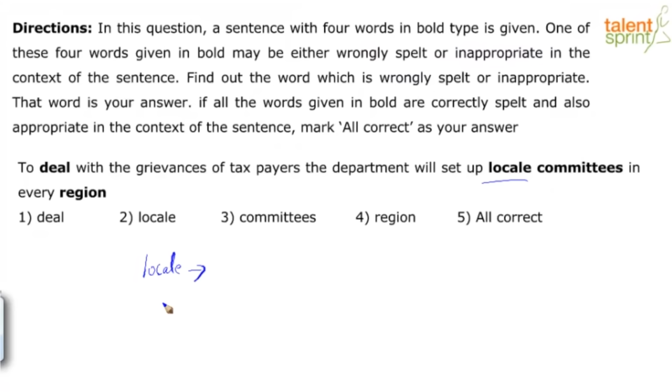So, locale means a place, especially with reference to a particular event. So, that's not the meaning that the context needs here. Locale is a place, like I could say the locale of a crime scene, just to give you an example. Here, the word that I need is local. Set up local committees in every region. That's your clue phrase. So, local, on the other hand, is relating to a city or town or district rather than a larger area. So, obviously, it's in 2.